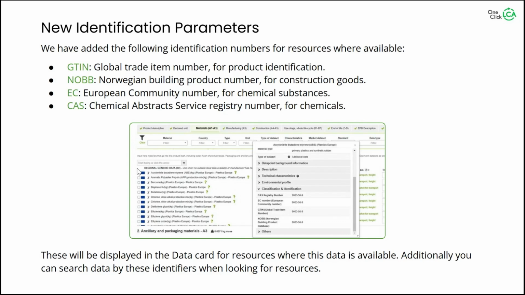So you can use a GTIN or Global Trade Item Number, NOBB, Norwegian Building Product Number, the European Community Number or EC number, or the CAS number to be able to search for these kinds of materials. I think this is a huge time saver, and hopefully you'll find use for this as well. It will be applied to any resources that have these numbers available to them.